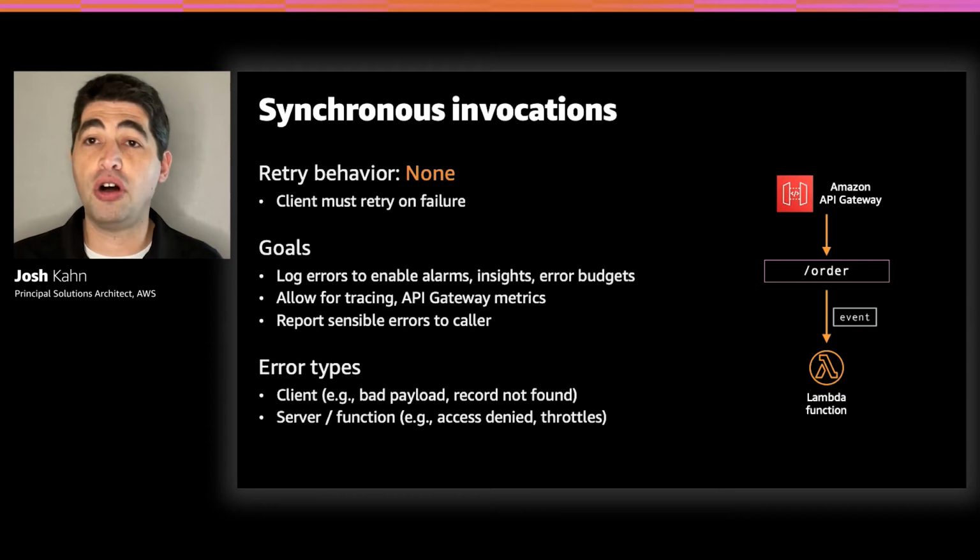You can also only run so many concurrent invocations of Lambda functions in your account in a given region at any time. Anything beyond that will get throttled. And essentially, a throttle is an error as well. So we want to be able to report on those things independently.